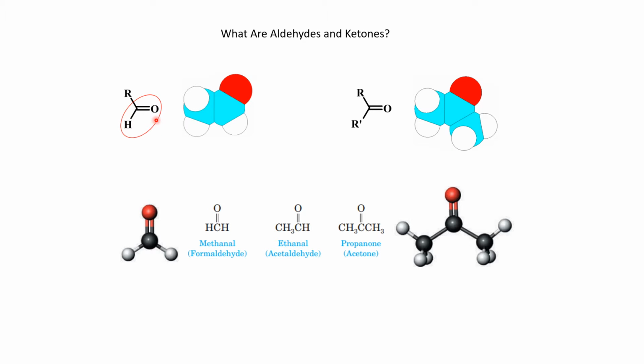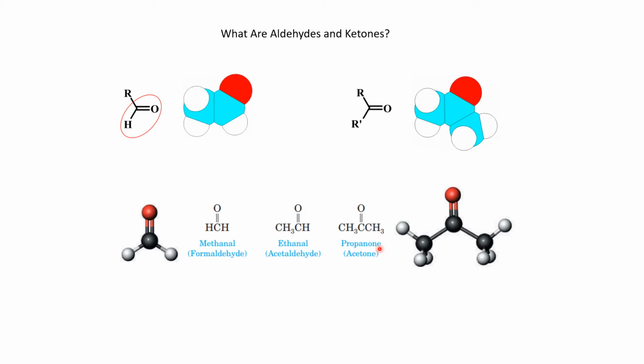In methanal, the simplest aldehyde, the carbonyl group is bonded to two hydrogen atoms. In other aldehydes, it is bonded to one hydrogen atom and one carbon atom. The functional group of a ketone is a carbonyl group bonded to two carbon atoms. For example, acetone is the simplest ketone, with the name propanone.